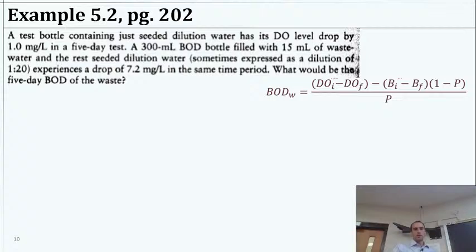We have a test bottle containing just seeded water, and it has its DO level dropped by 1 milligram per liter in a 5-day test. Separately, a 300 milliliter bottle is filled with 15 milliliters of wastewater, and the rest was seeded dilution water. You can express that as a 1 to 20 dilution. And that experiences a drop of 7.2 milligrams per liter in the same 5 days. So the question is, what would be the 5-day BOD for the wastewater? Okay, take a couple minutes, solve that.